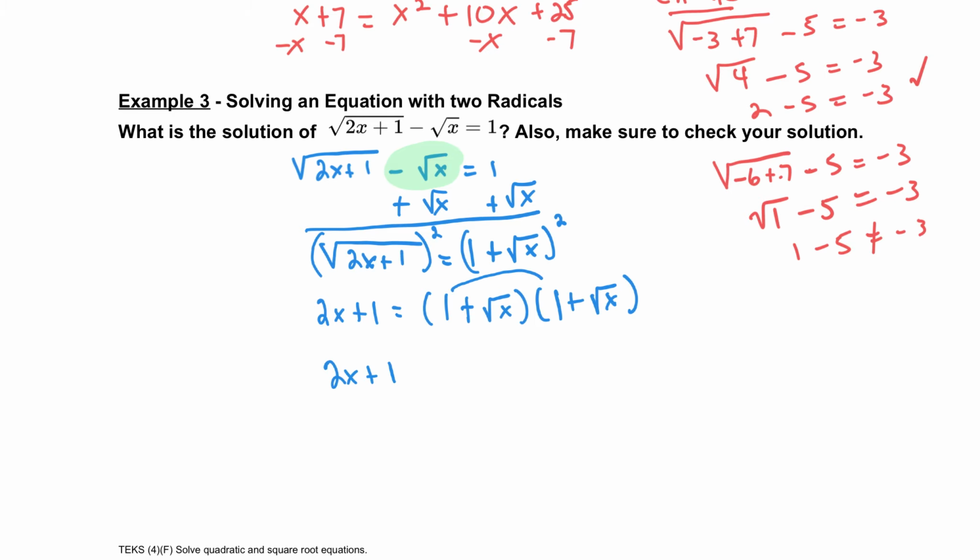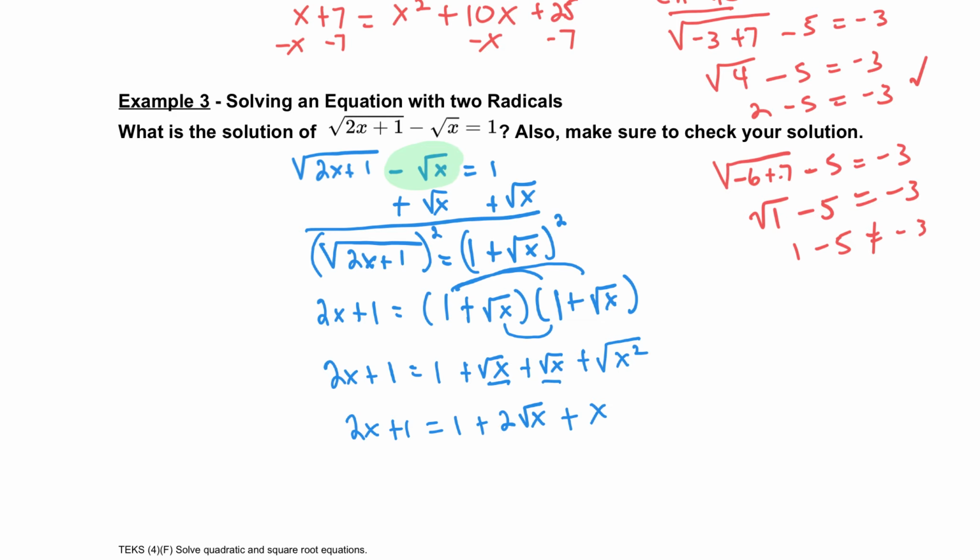So we have 1 times 1 is 1. 1 times the square root of x, well, that's just the square root of x. Square root of x times 1, well, that's just the square root of x. And the square root of x times the square root of x is going to give you the square root of x squared. But if you get the square root of x squared, you're left with x. So it's 2x plus 1 equals 1. And we have two of these. So it's going to be 2 square root of x plus x.